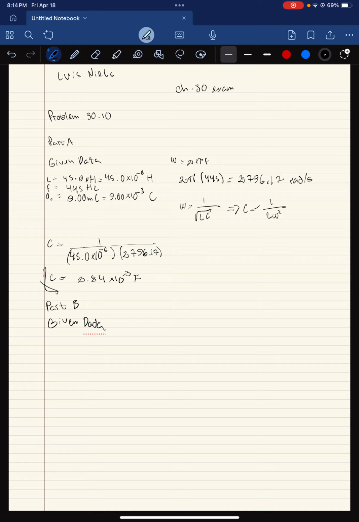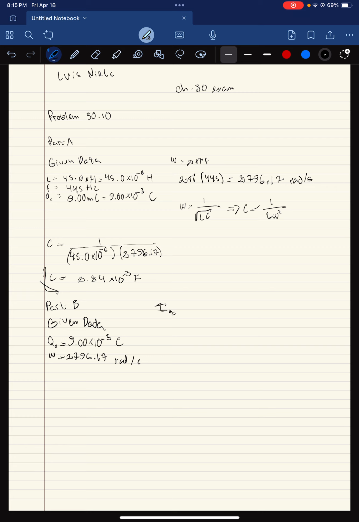All right. So we have the given data. Find the maximum current in the circuit. We already have it, to be honest, so we're just going to write it down. It's going to be 2796.17 radians per second. Alright, that's the angular frequency, perfect.